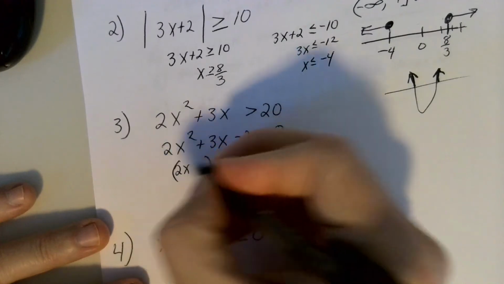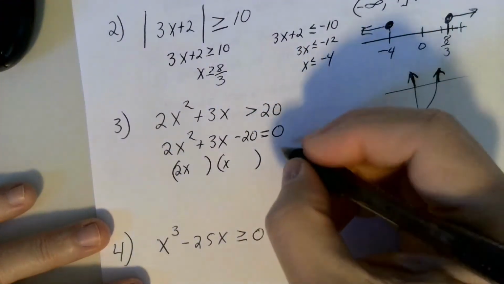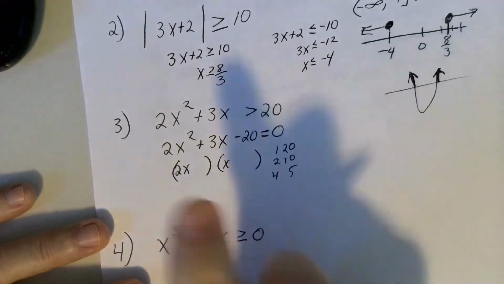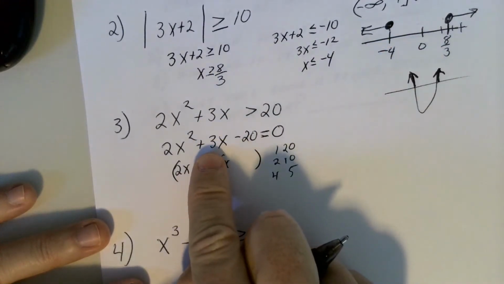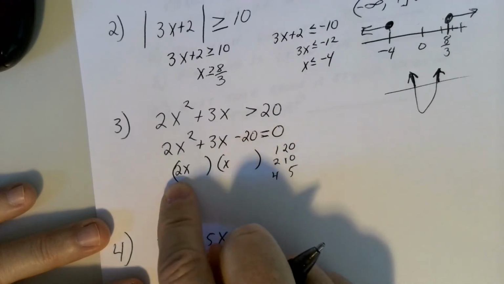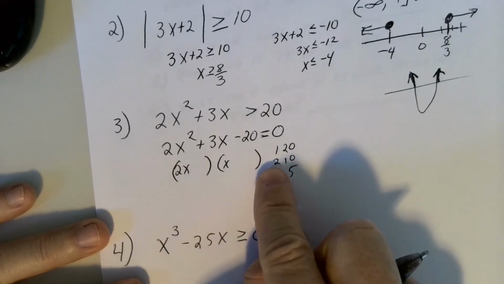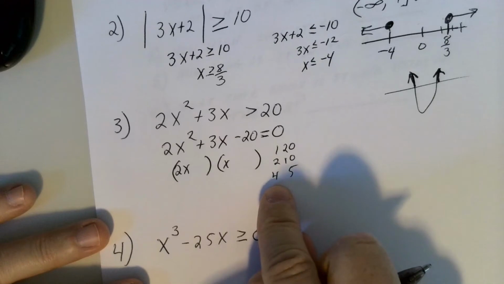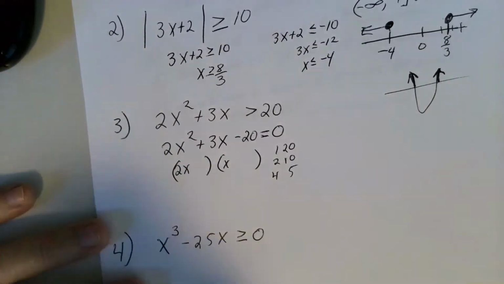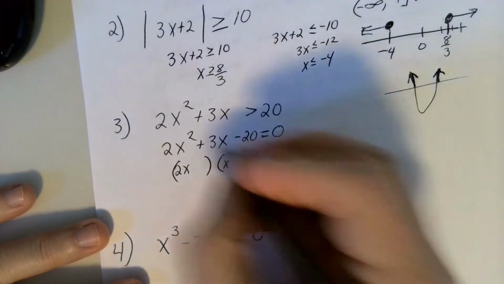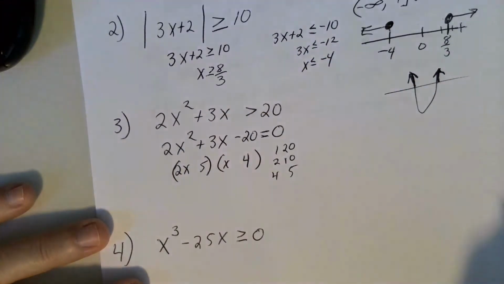2x and x. Factors of 20 are 1 and 20, 2 and 10, 4 and 5. And I need a difference of 3. But remember, one of these numbers I have to double. So if I double the 1, they differ by 18. If I double the 2, they differ by 6. If I double the 4 and get 8, 8 and 5 differ by 3. That's my magic number. So the 2 must multiply the 4, and the 1 must multiply the 5.